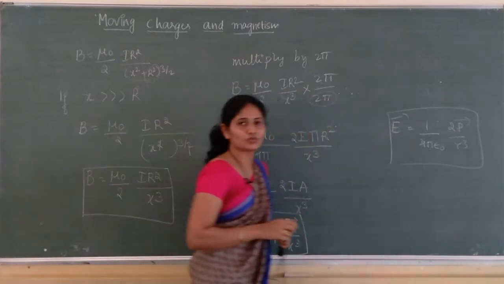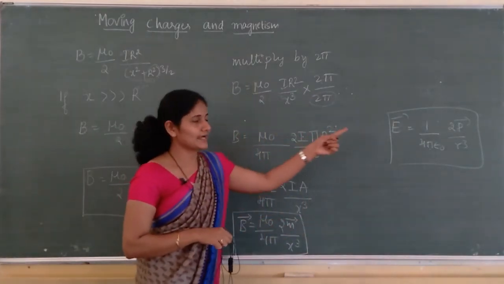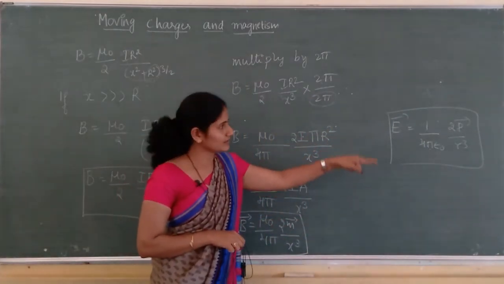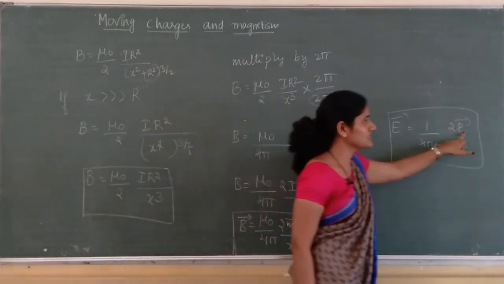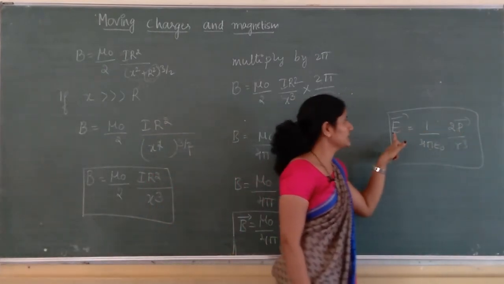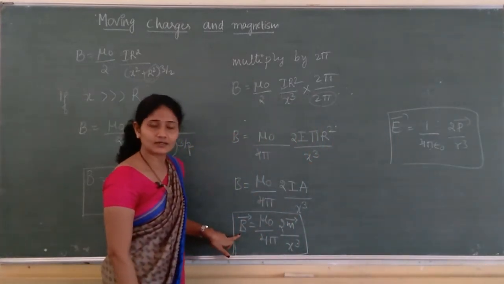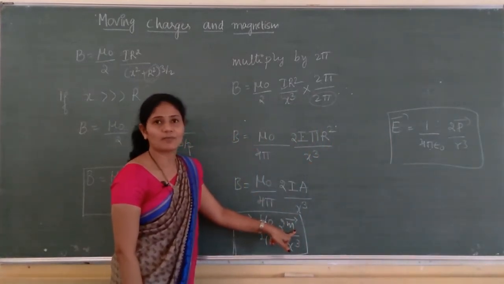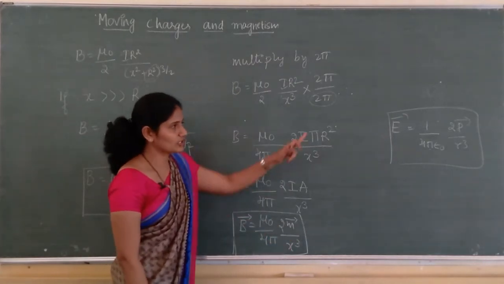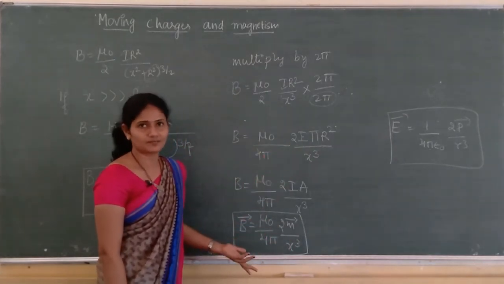This is the relation between electric field and the electric dipole moment. In this expression, P is electric dipole moment, E is electric field. Here, B is magnetic field and M is the magnetic moment. Both the equations are similar.